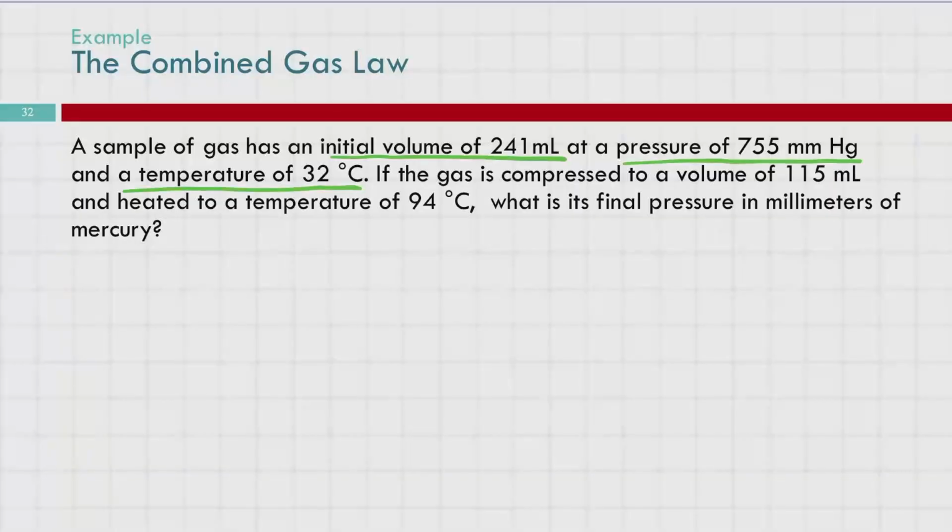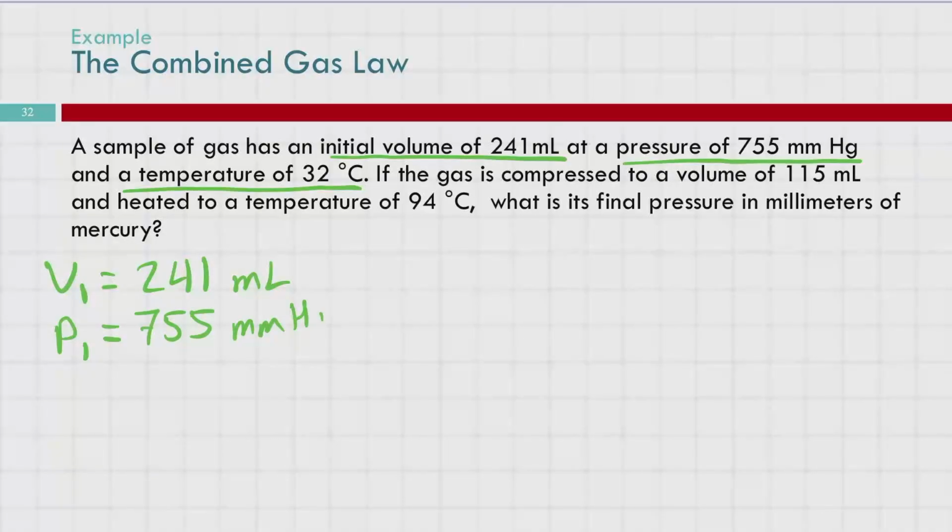So our initial volume, our V1, is 241 milliliters. Again, you could label this V2 if you're feeling spunky. It doesn't really matter, just as long as they all get the same label. And our pressure, 755 mmHg, and our temperature, 32 degrees Celsius.